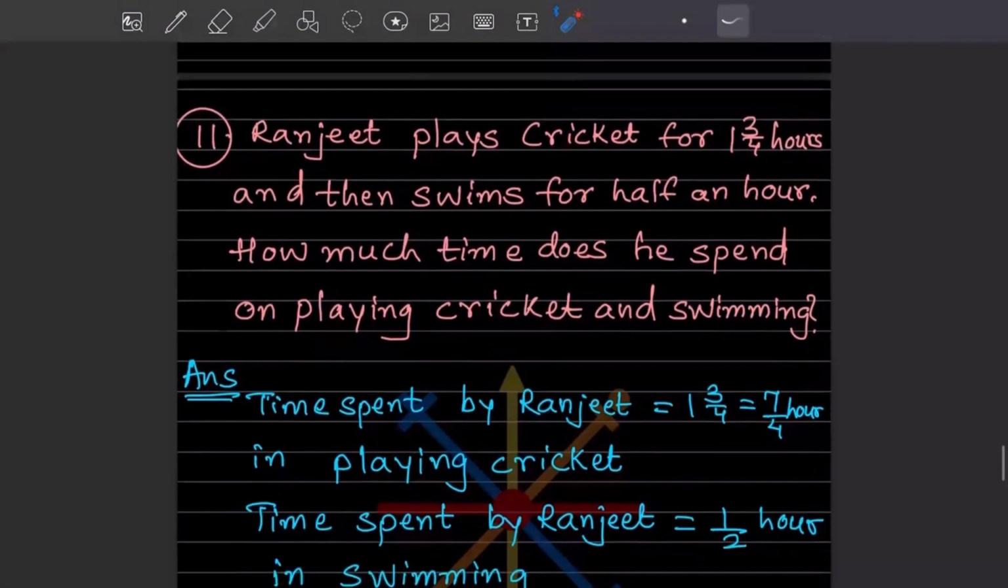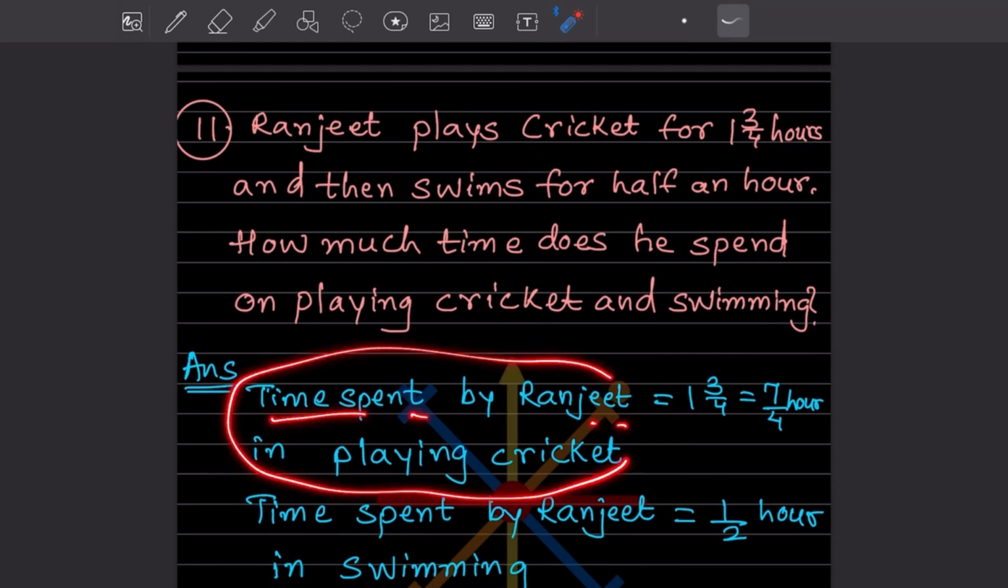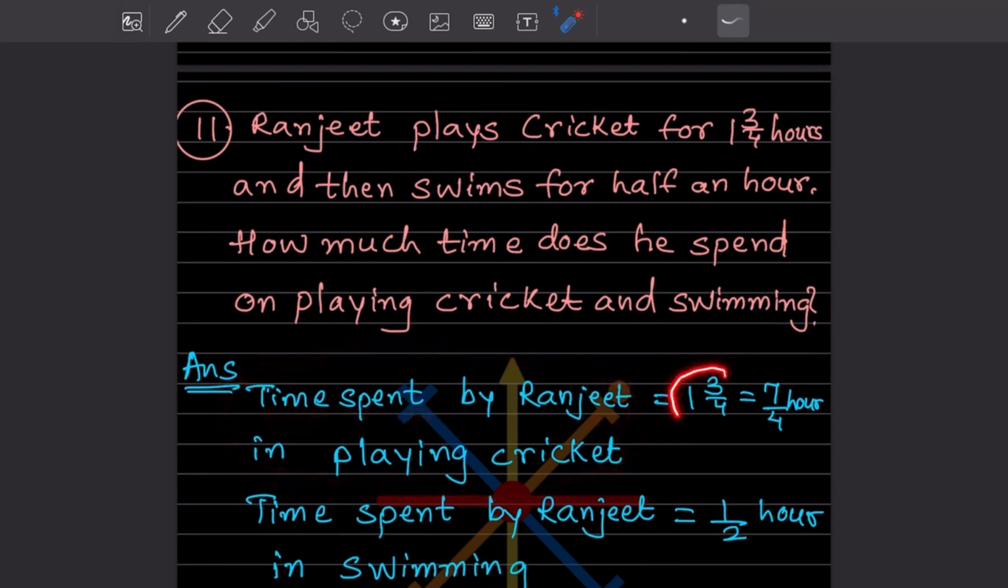So now the next problem is this. Ranjit plays cricket for one integer 3 by 4 hours and then swims for half an hour. So this will be 1 by 2 hours. How much time does he spend on playing cricket and swimming? Now first thing, because this is a word problem, we have to write a statement. So what did they say? It's playing cricket. So we can write: time spent by Ranjit in playing cricket. So this will be the first statement. That is 1 integer 3 by 4.